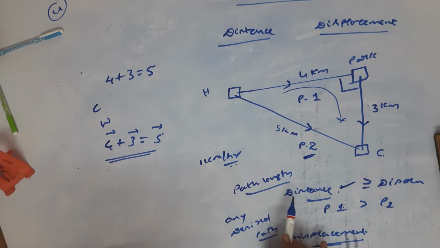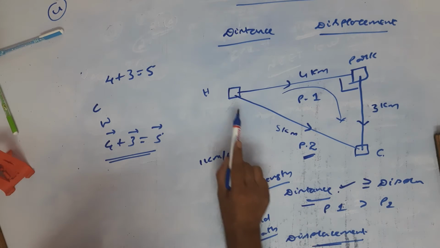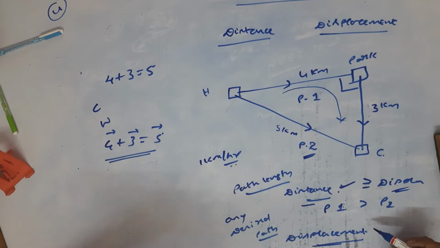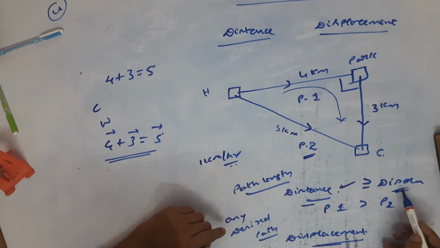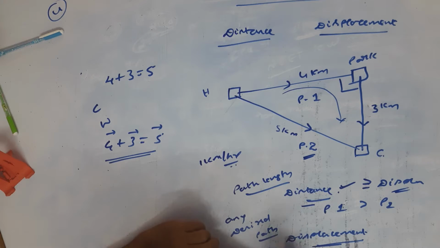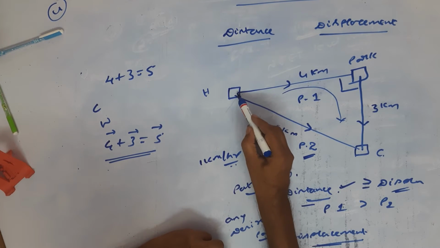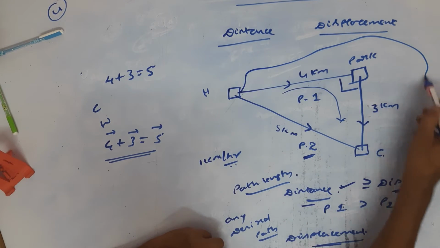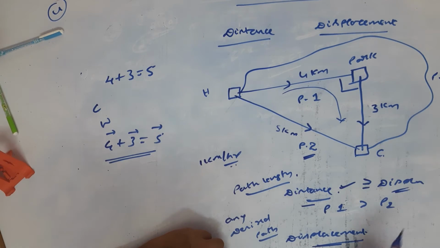The path length along any desired path is called distance, whereas the path length along a straight line is called displacement. For example, imagine you are going to college by some other way, it is again S3 or path 3, it is a distance.